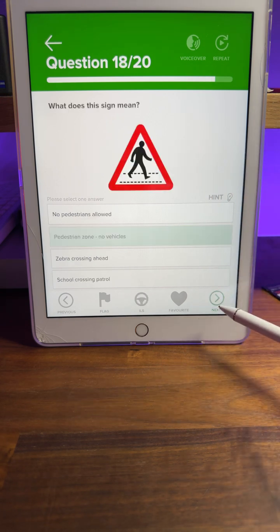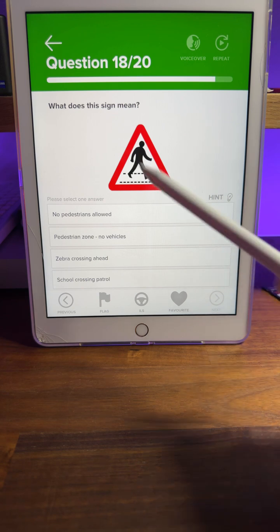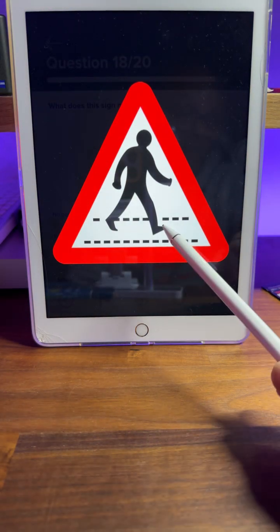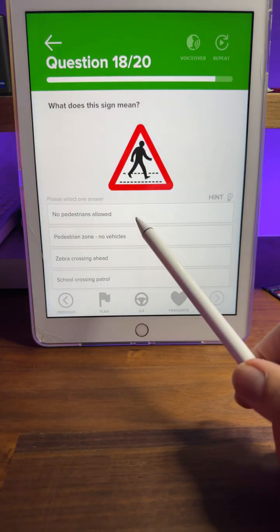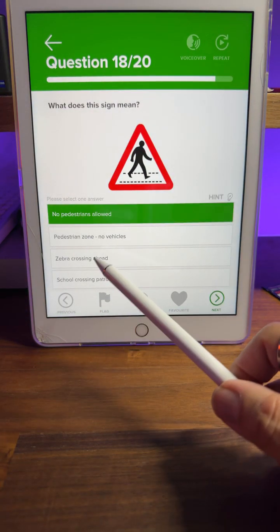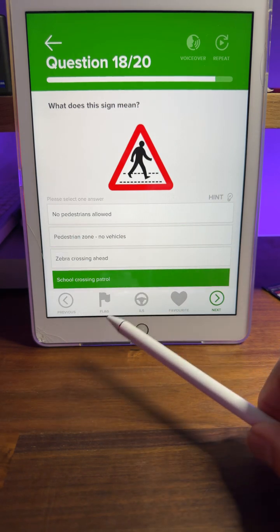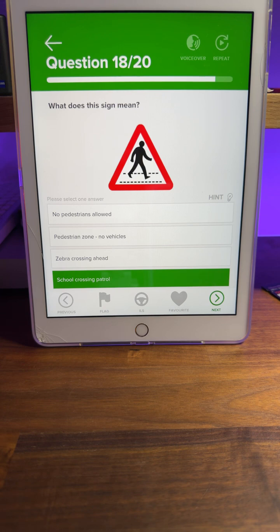Did that go forward? No, it's not. Okay, question 18. What does this sign mean? Look at the sign carefully. Very easy sign to know, okay? So is it no pedestrians allowed? Pedestrian zone, no vehicles. Zebra crossing ahead or school crossing patrol? A, B, C, or D?